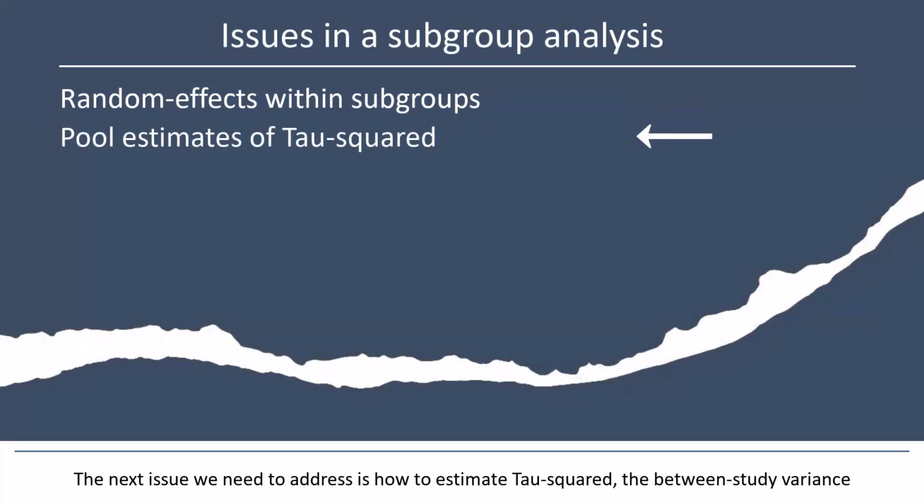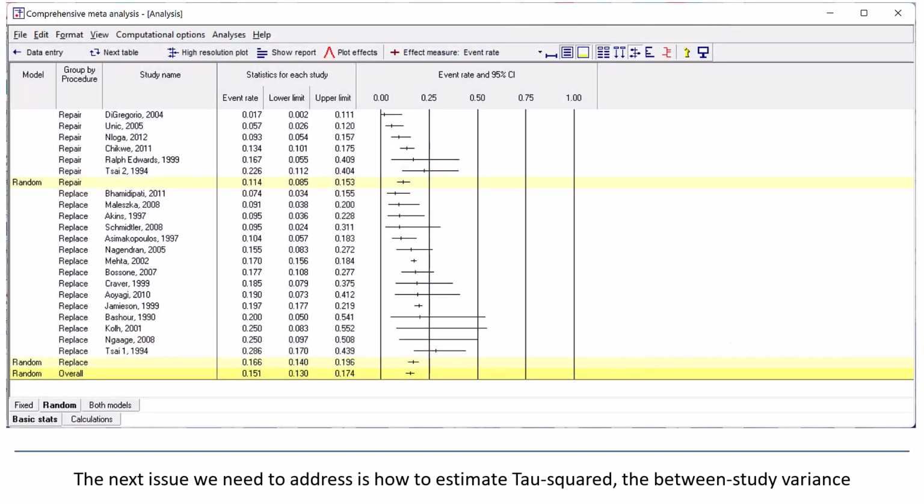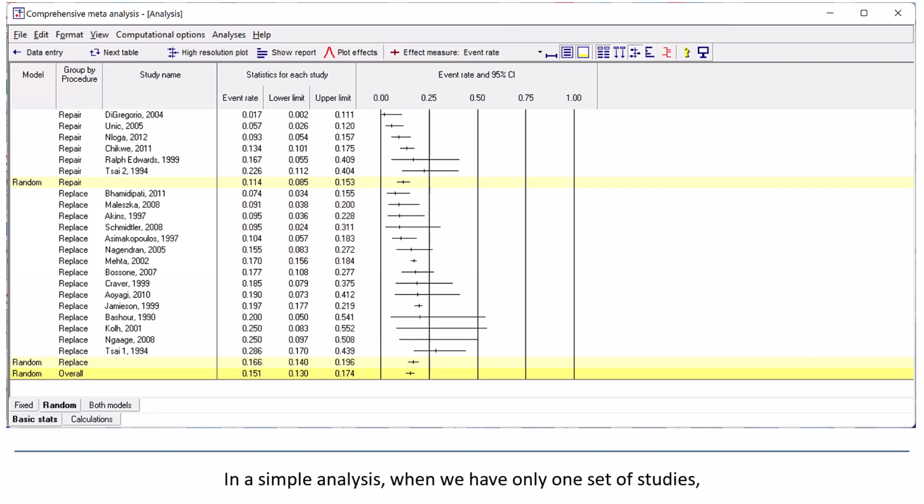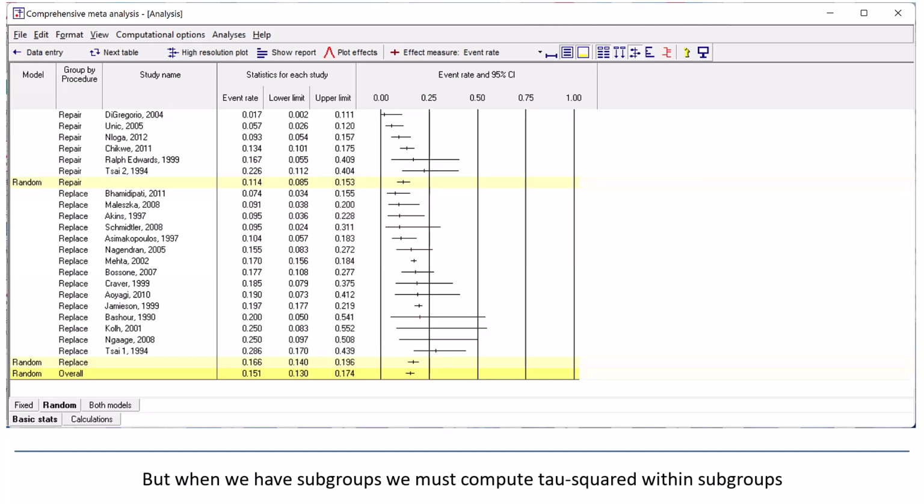The next issue we need to address is how to estimate tau squared, the between study variance. This is the statistic that tells us how much the effect size varies across studies. In a simple analysis, when we have only one set of studies, we compute tau squared across all of those studies. But when we have subgroups, we must compute tau squared within subgroups.